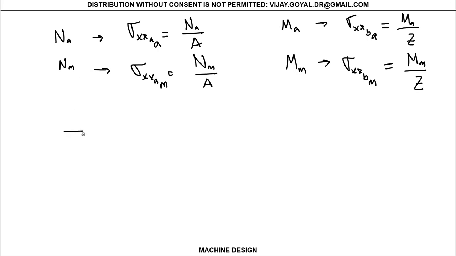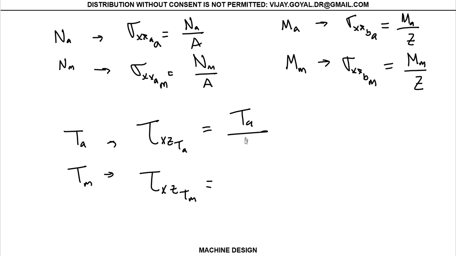Then you can do the same thing for your torque. You've got torque alternate, torque mean, and from here I can find my tau XY in torque alternate, tau XZ, I'm sorry, tau XZ in torque mean. This is nothing else than this value, torque alternate divided by Q, torque mean divided by Q. Okay, so you have all your stresses now.